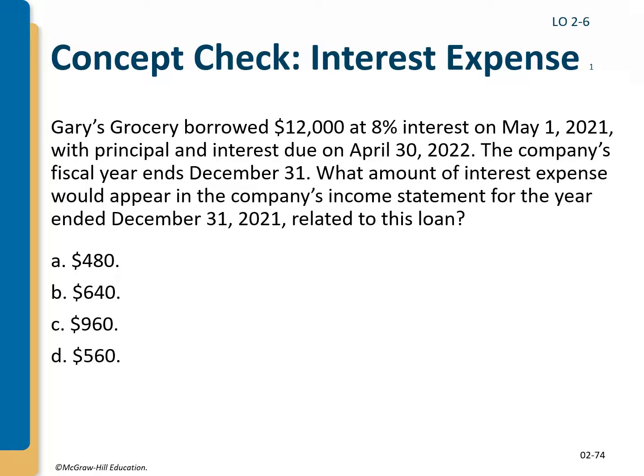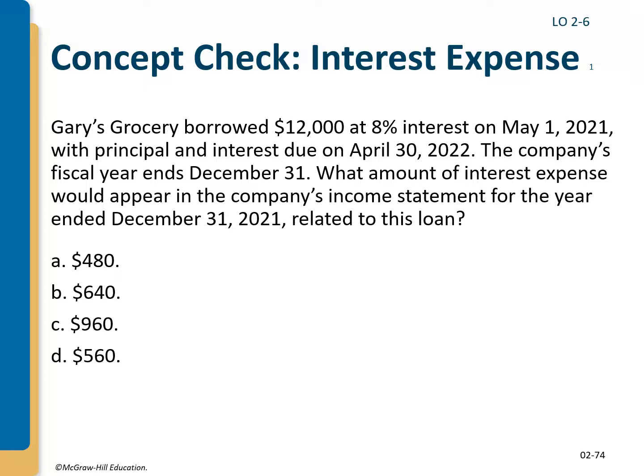So Gary's Grocery borrowed $12,000 at 8% interest on May 1st, 2021. The principal and interest are due in a year. The company's fiscal year ends December 31st. What amount of interest expense would appear in the company's income statement for the year ended December 31st, 2021 related to this loan? Remember what we just said, interest is occurring beginning on May 1, 2021. So we don't say none because it's not paid until next year. No, we need to calculate the amount of interest from May 1st, 2021 through December 31st.